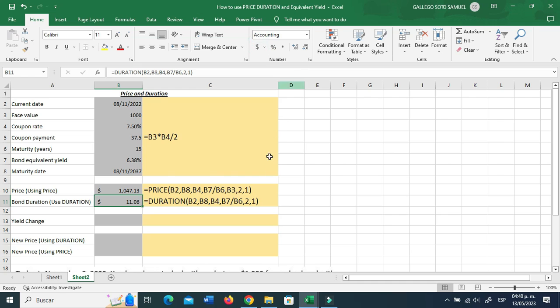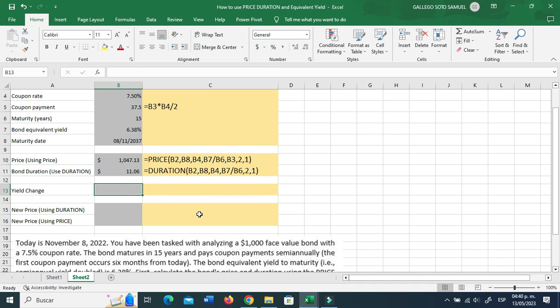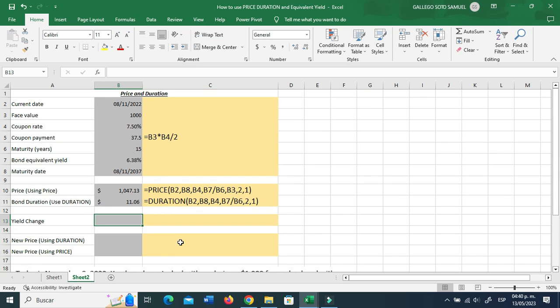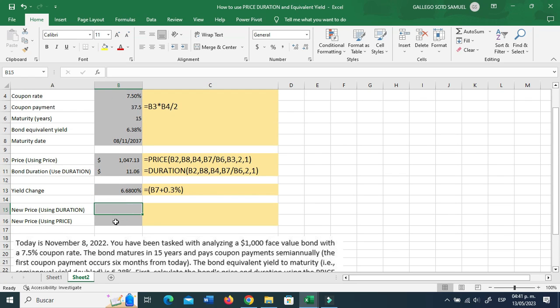And let's put that in terms of money, because the problem is asking us how this value is going to change if we increase the YTM by 30 basis points. So let's just go ahead and do that. We add this plus 30 basis points, which is 0.3%, because 100 basis points is 1%, okay? And then we divide this by 15. No, let's just leave it like that. Yeah, and then let's call the duration. Let's see the new price using the duration.